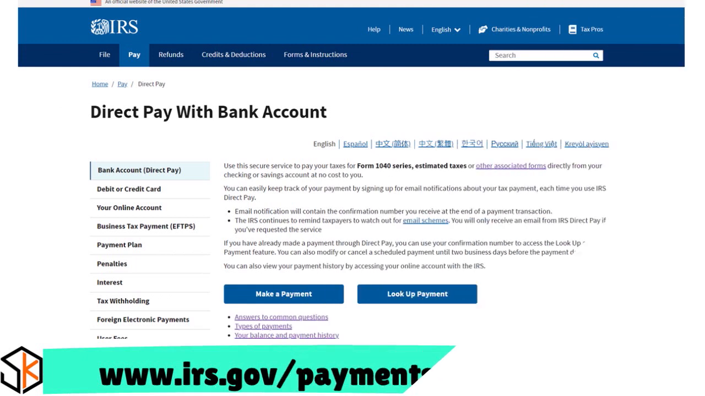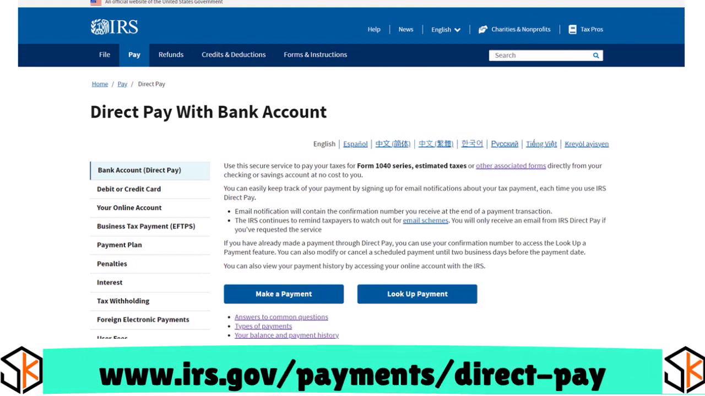When you think about Direct Pay, I want you to think about a free IRS service that lets you make tax payments online directly from your bank account to the IRS. Direct Pay lets you pay the IRS directly. This is why it's called Direct Pay. It's not a way to get a direct deposit of your tax refund to your bank account. It is a way to pay the IRS.